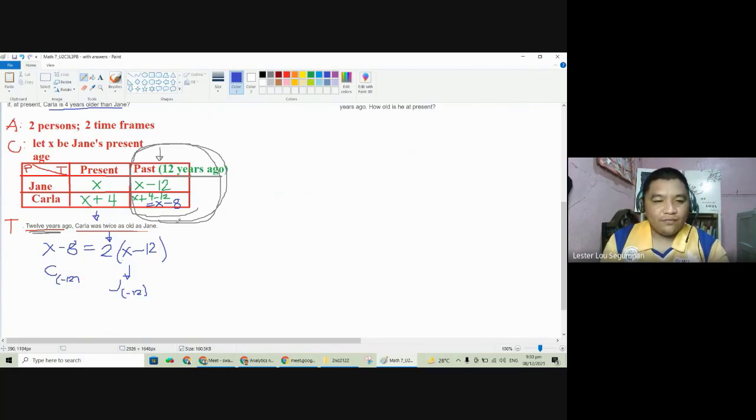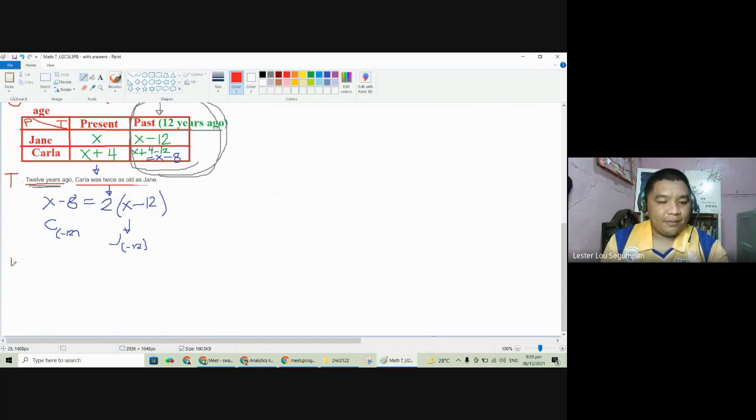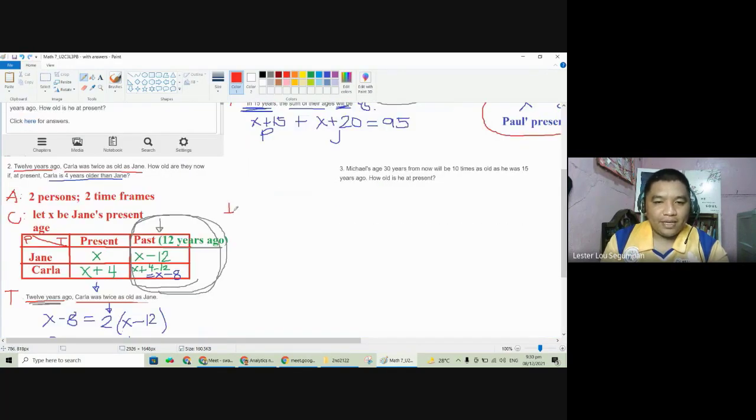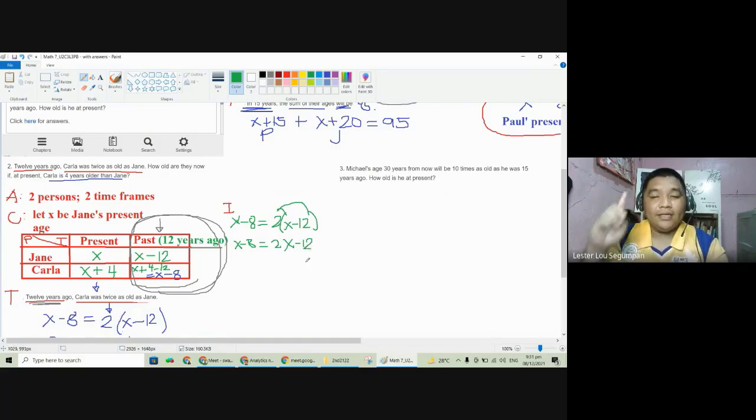Now let's solve this as we implement. Let me move it here. Implementation. So you have here the expression x minus 8 is equal to 2 times the quantity x minus 12. To solve, distribute this, and you will have x minus 8 is equal to 2x minus, okay? If you place 12, that's incorrect because you need to distribute that. Again, you need to distribute 2, so it's not 12, it's 24.